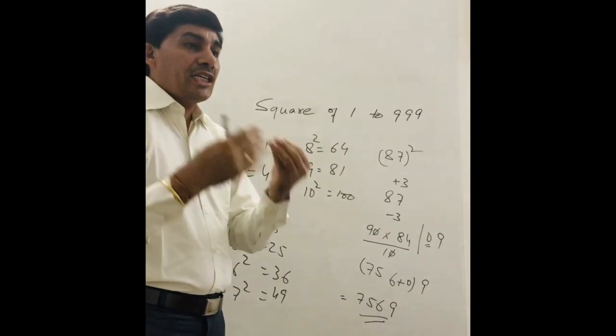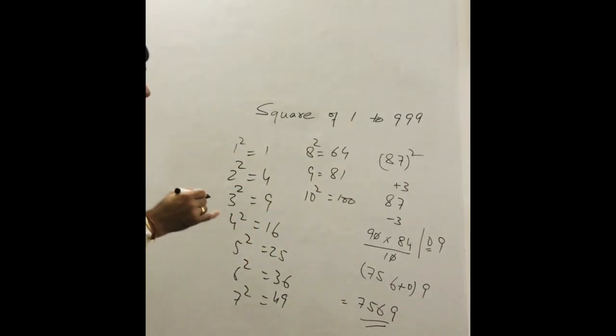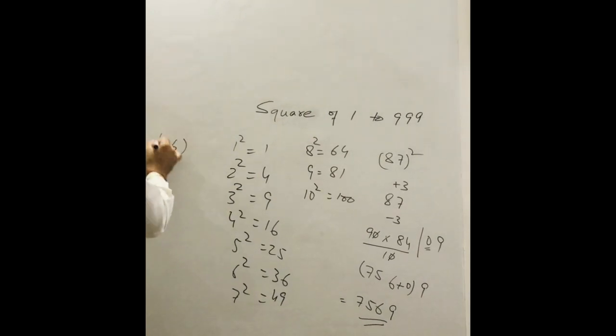According to your choice, you can tell me any numbers. We can take any two-digit numbers. Suppose we take 46. Its square.